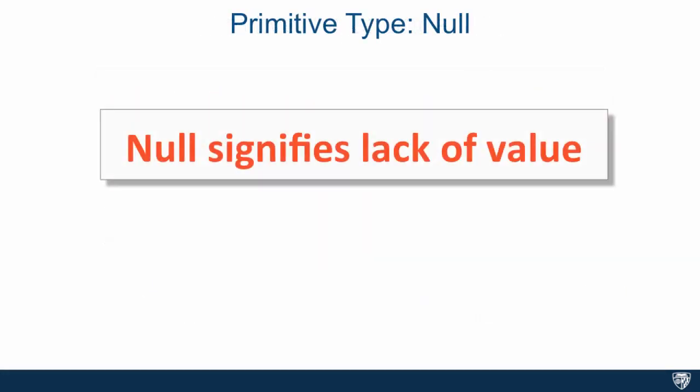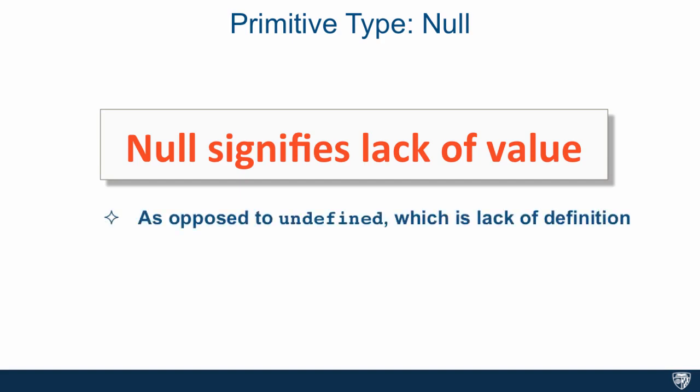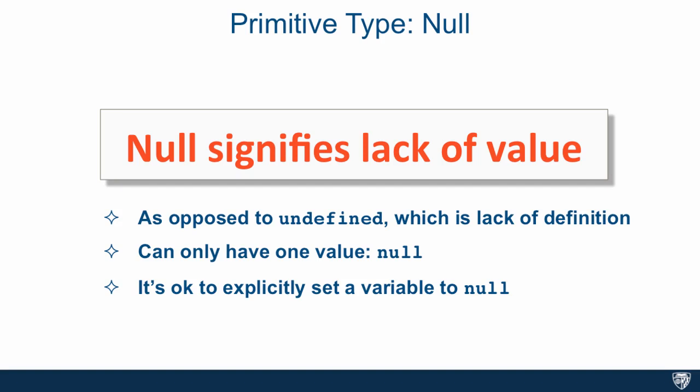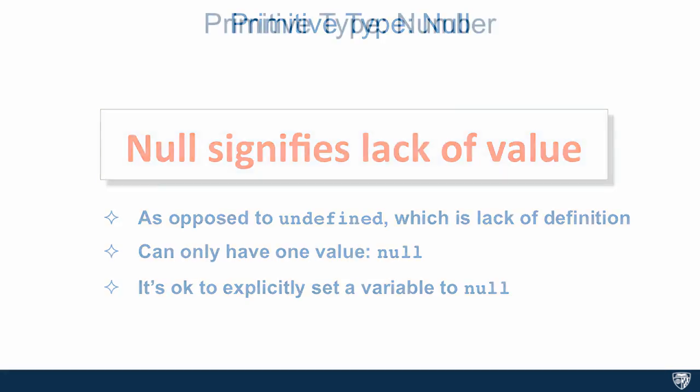Another value that the JavaScript language defines is null. Null signifies the lack of value, as opposed to undefined, which signifies the lack of definition. There's only one value you could ever set for that type, and that value is the reserved keyword null. And it's also perfectly normal and perfectly okay to explicitly in your code set a variable to the null value.